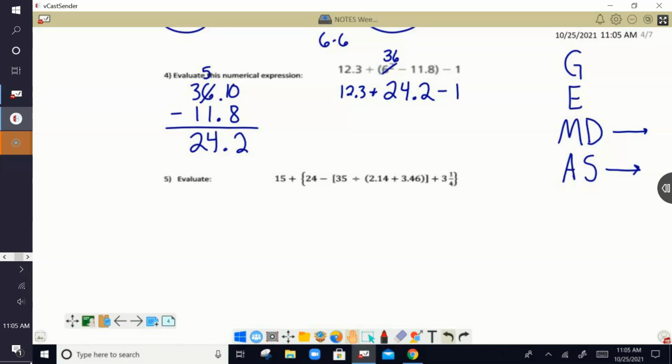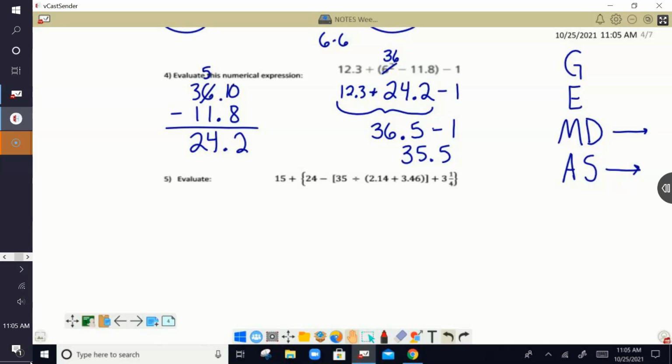Our next problem, I only see adding and subtracting, so we're in our last step here. We go from left to right, and we do this right here first. So we're going to add these and get 36.5, and then I'm going to copy, copy, copy, copy all the rest of it out. And our last problem is 36.5 minus 1, so 35.5. And that is our final answer right there.